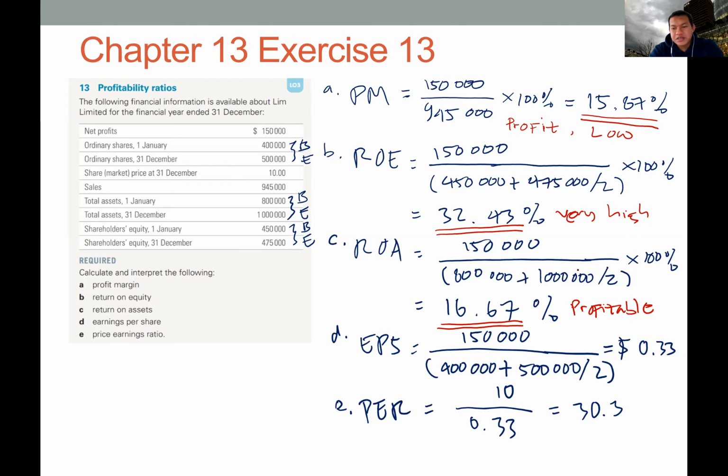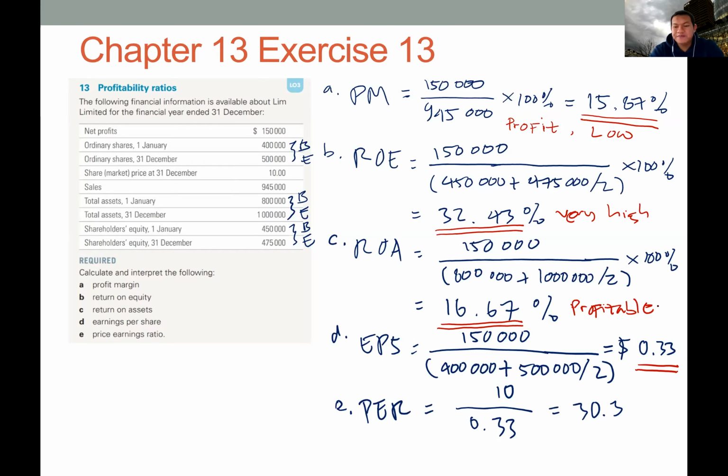Okay, what about the earning per share? So earning per share is 0.33. So still the company is able to distribute the dividend in the future because each share is allocated, I think, around this number, 0.33. So it's still profitable for each shareholder.